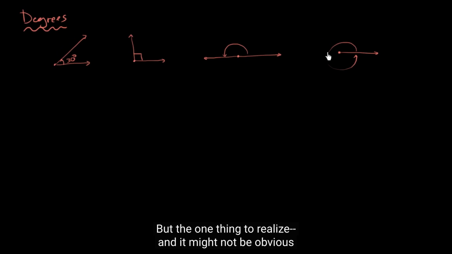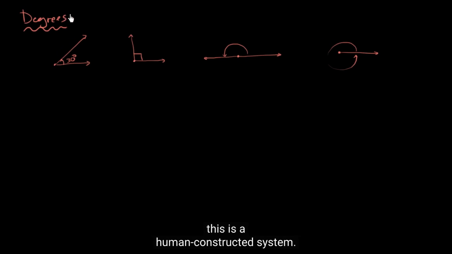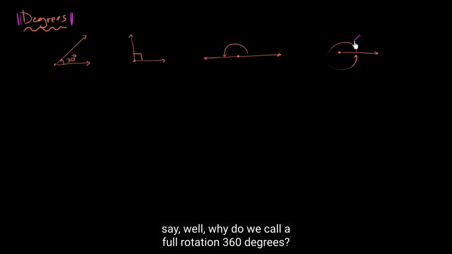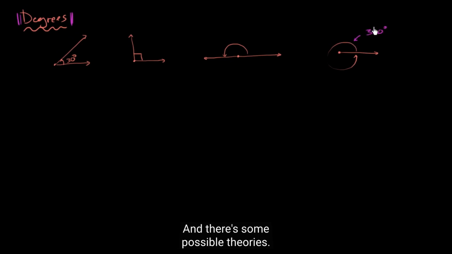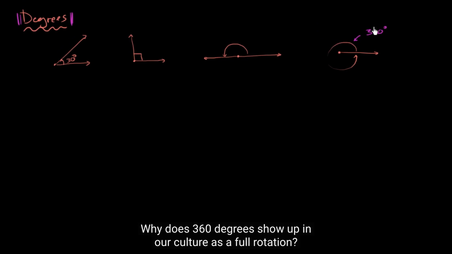But the one thing to realize, and it might not be obvious right from the get-go, is that this whole notion of degrees is a human constructed system. This is not the only way that you can measure angles. And if you think about it, why do we call a full rotation 360 degrees? There are some possible theories, and I encourage you to think about them. Why does 360 degrees show up in our culture as a full rotation?